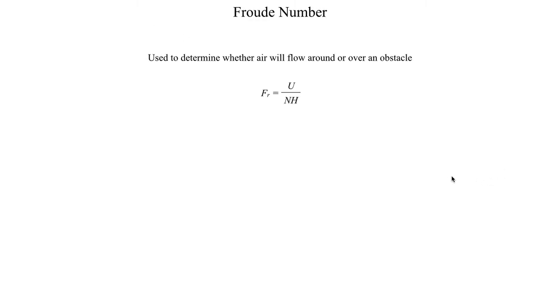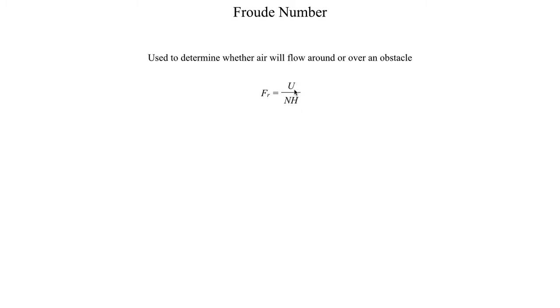One of the first things that we want to look at before we get too deep into urban flow patterns is something called the Froude number, which is often used to assess the likelihood that air will flow over an obstacle or whether the air will tend to flow around an obstacle as opposed to over it. The Froude number is defined as the horizontal flow speed, capital U, divided by the Brunt-Väisälä frequency, capital N, times capital H, which represents the height of the obstacle.